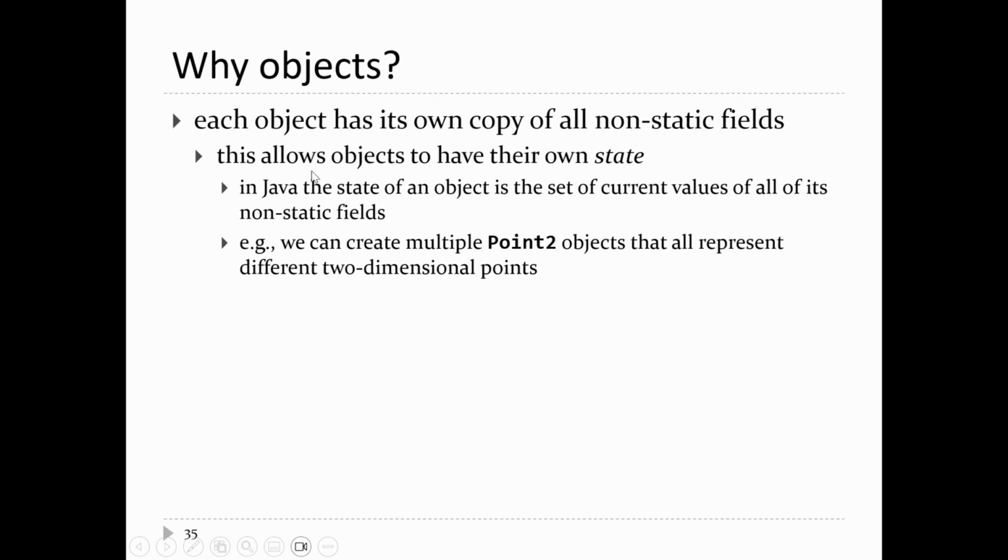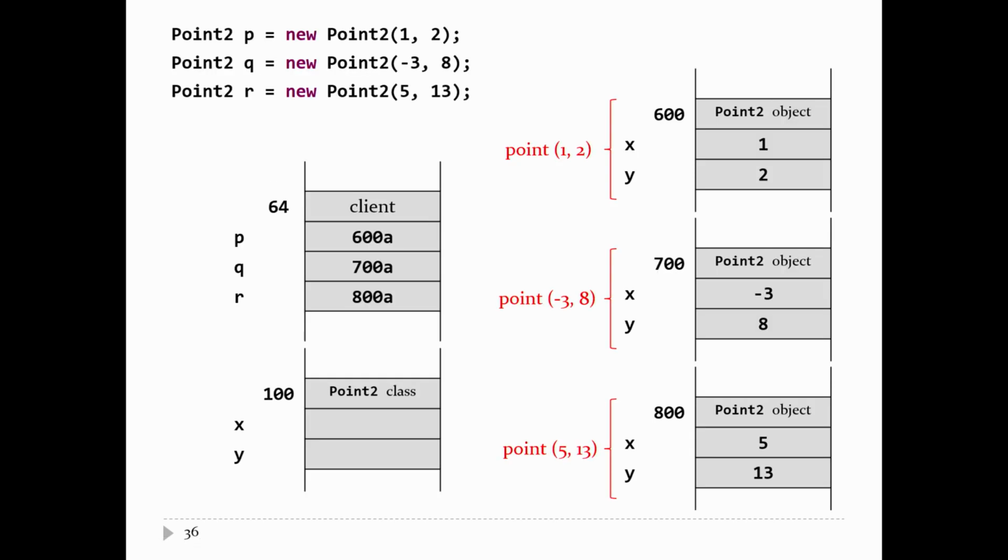And so we say that objects are allowed to have their own state. The state of an object is simply the set of all the values of all of its non-static fields. So for example, if you have a Point2 object, where a Point2 object represents a two-dimensional point, so it has an x-coordinate and a y-coordinate, you can create multiple points all having different x and y coordinates, and they're all independent from one another.